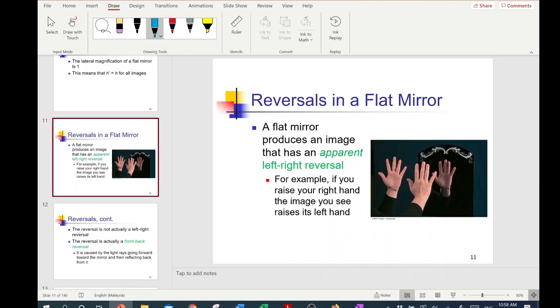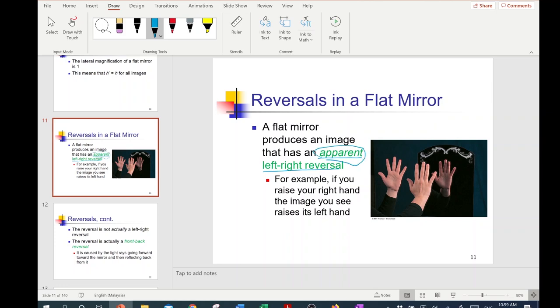Another property of the image formed by a flat mirror is that it produces an image that has apparent left-right reversal. The image that you always see as backward, or a mirror image, is called left-right reversal. But it is not actually a left-right reversal. It is only apparent as left-right reversal.